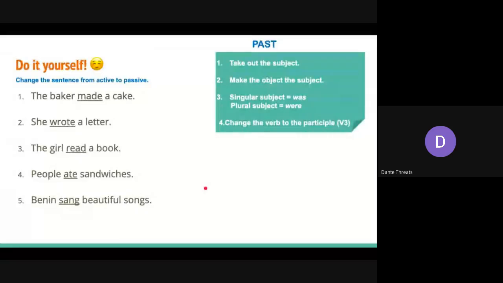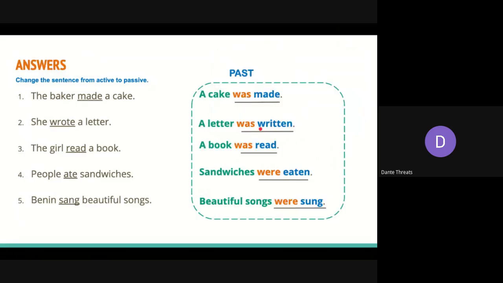Okay, so you should have completed these sentences by now, following this chart here. And let's see if your answers are correct. Okay, a cake was made. Why? Okay, what do we do with the subject? Take out the subject and then make the what? Object the subject. Then what do we do?